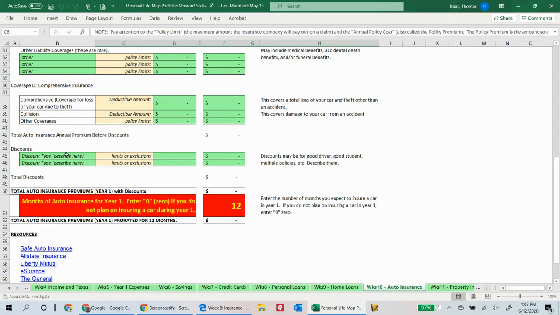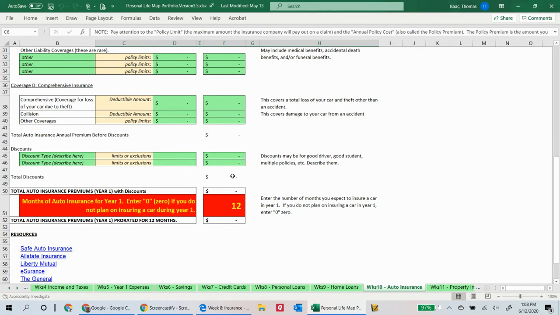And then lastly down here is there might be some discounts. Good student is a common discount. A multi-car or multi-line are common discounts. So if you get both your car insurance and your homeowner's insurance at the same company, you often get a discount. You put those in here, and then it's going to calculate your total insurance cost for the policy after your discounts.